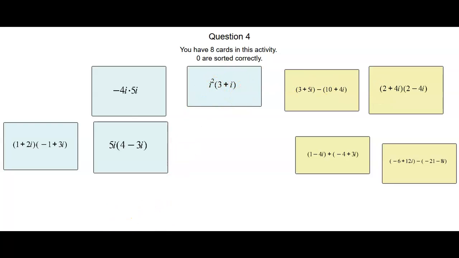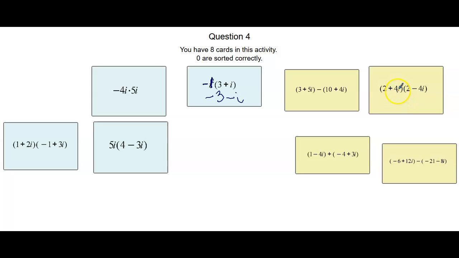So if you remember, i squared is the same thing as -1. So basically we're taking -1 times everything in here. So I'm just going to replace this with -1. -1 times 3 is -3, and -1 times i is -i. So I'm just going to look and see which of these over here would be equivalent to -3 minus i.